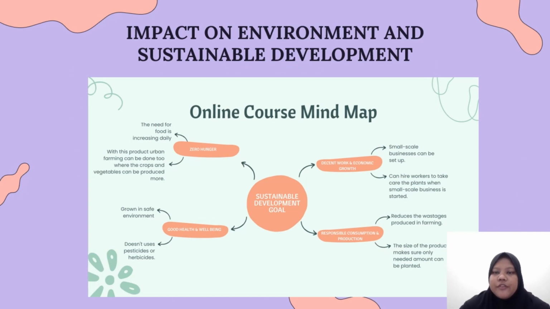Next is impact on environment and sustainable development. We use sustainable development goals. First is zero hunger. The need for food is increasing daily. With this product, urban farming can be done where crops and vegetables can be produced more.